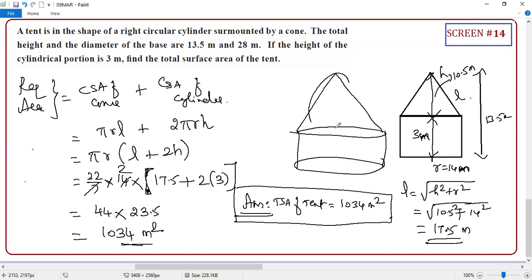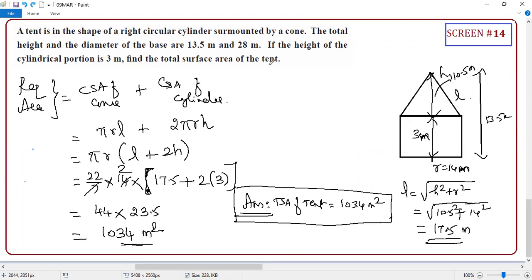Sir, in the question they have mentioned, right, sir? A tent in the shape of a right circular cylinder surmounted by a cone, correct or not? I know some tents are only cone. But this tent is with cylinder also. Clear or not? Okay, sir. Appreciate you. But you should know why I'm taking this. They are asking TSA, why are you saying CSA? You should know, because this area is not covered. Only the top and bottom are considered in the total surface area. Am I right or not? Guys, say yes or no?